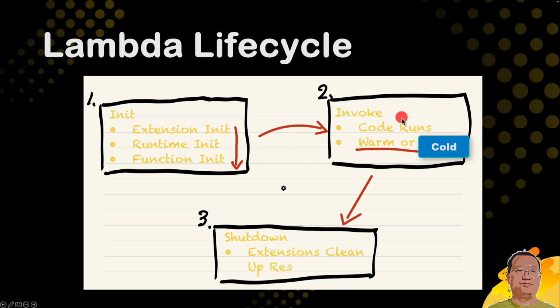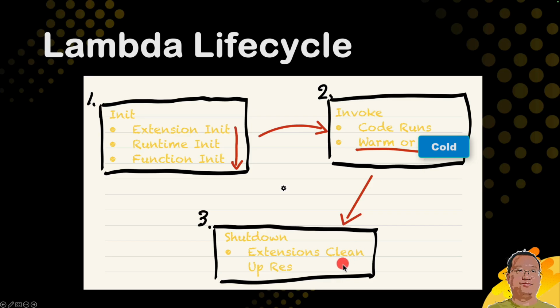Next is the invoke phase. This is when your function actually runs. If it's the first time, AWS needs to start everything from scratch. This is called a cold start. It takes longer, from 100 milliseconds to 2 seconds and more. But if the environment is already running, that is a warm start, and it's much faster, usually from 50 milliseconds to 500 milliseconds. I will create a video on cold start and warm start to share more detail on how to enhance the performance.